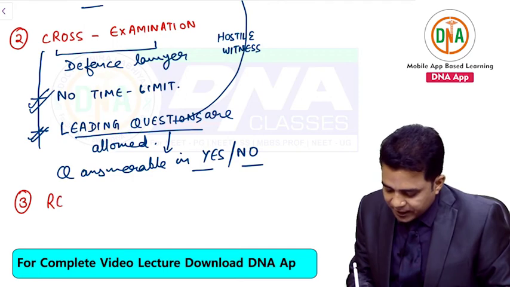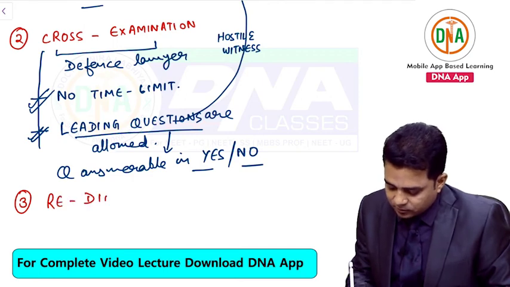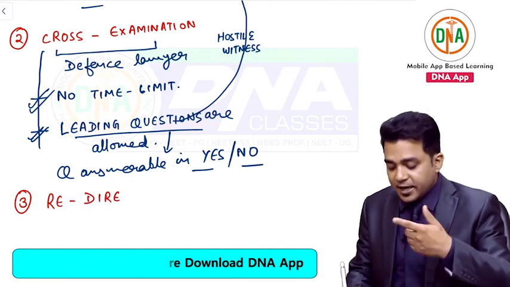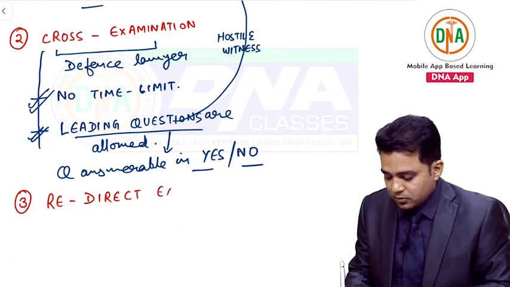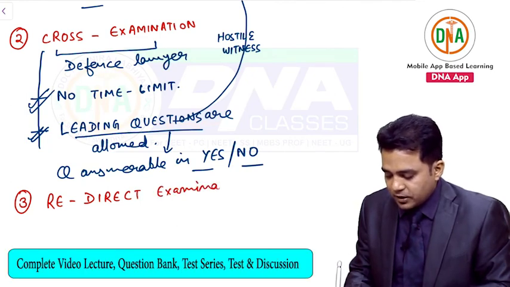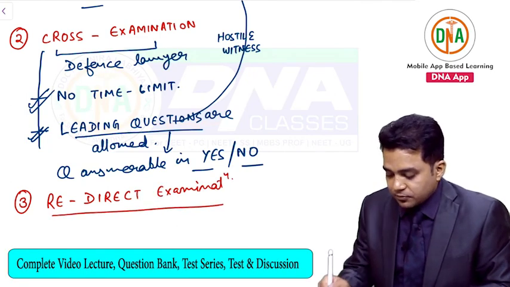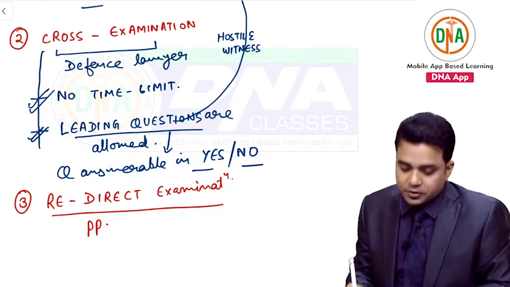After cross examination, the third type of evidence recording is redirect examination. I can be redirectly examined. This will again, in the said case, be done by the public prosecutor.